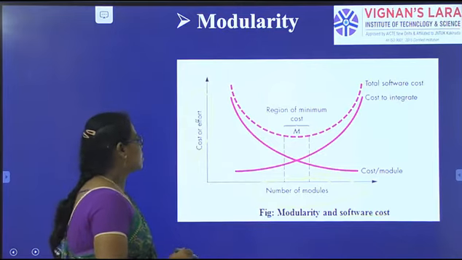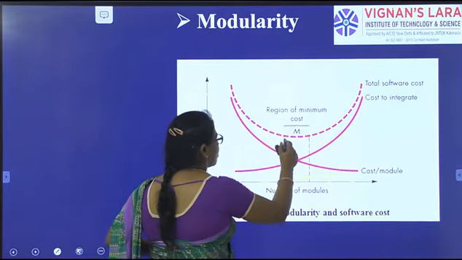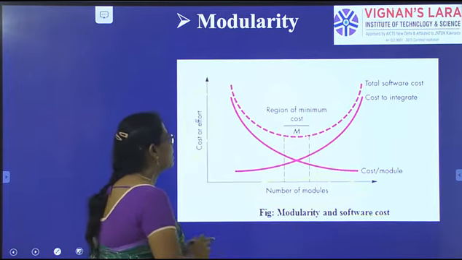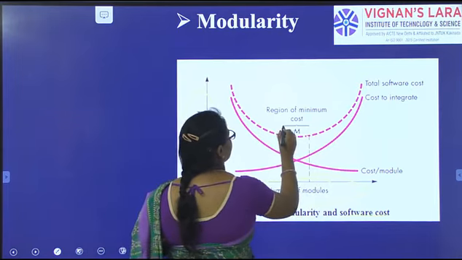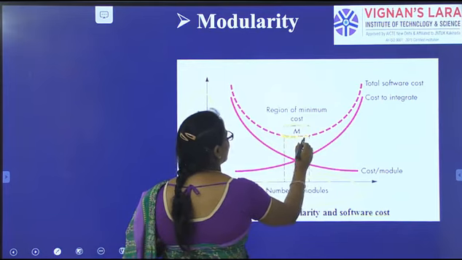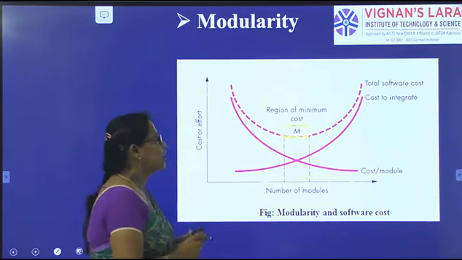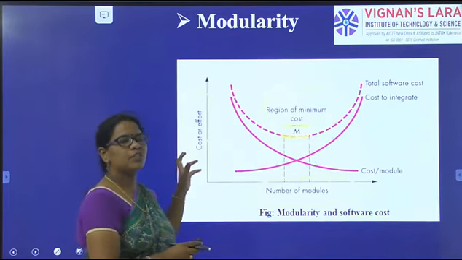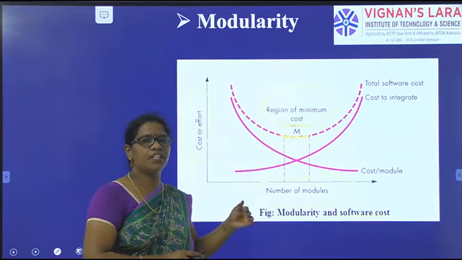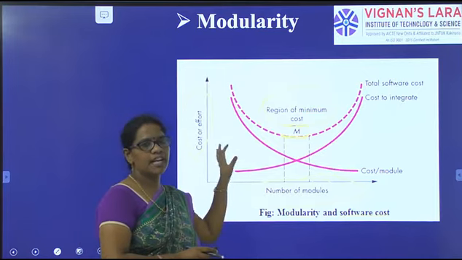Okay, so if the number of modules is 2, maximum length we have taken as 2. So whatever parabolic arc you got, consider it as the region of minimum cost. So by dividing the software into some modules, the cost of implementation is also very low. So for that, it is showing the graph.